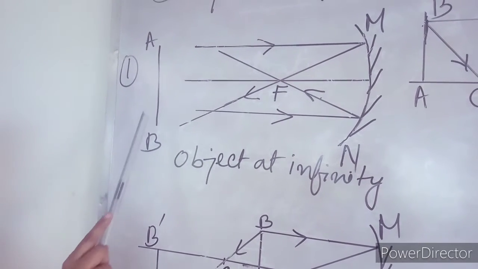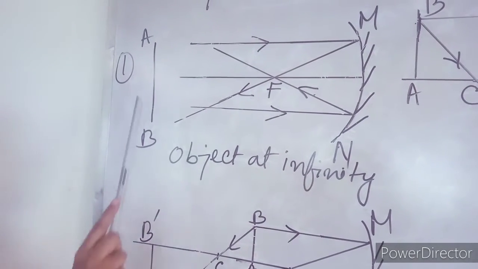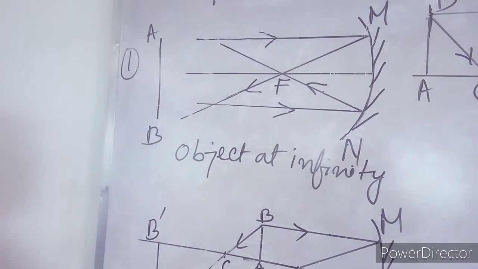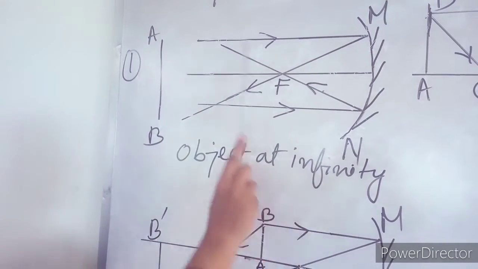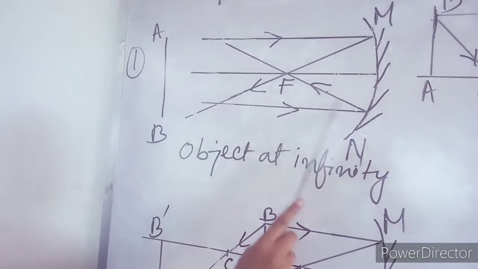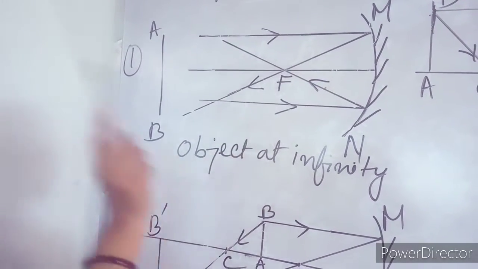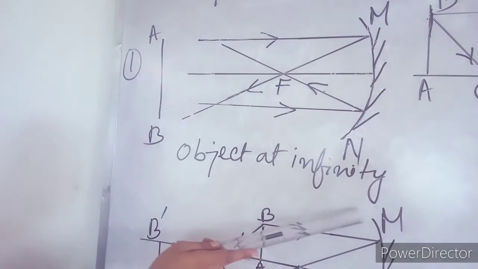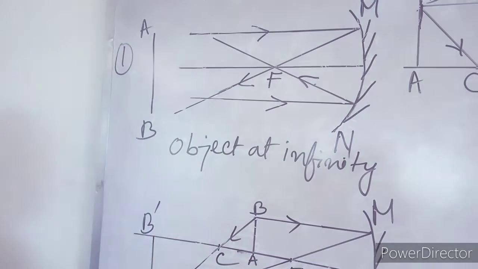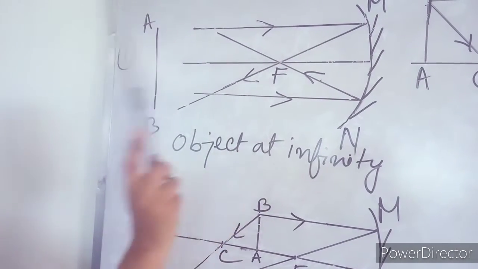My second light ray is again coming parallel to the principal axis. After coming here, again it will pass through the focus. So this one is the incident ray and this one is the reflected ray. This is one reflected ray and this is another reflected ray. Where are they meeting? They are meeting at the focus. That means when the object is at infinity, my image will be at the focus. Object is at infinity means the image is at focus.